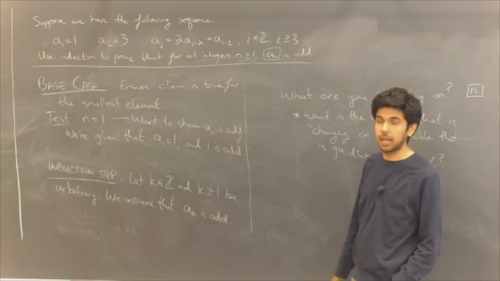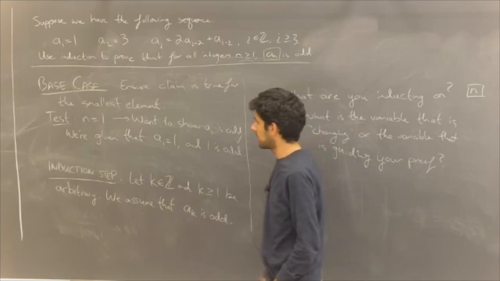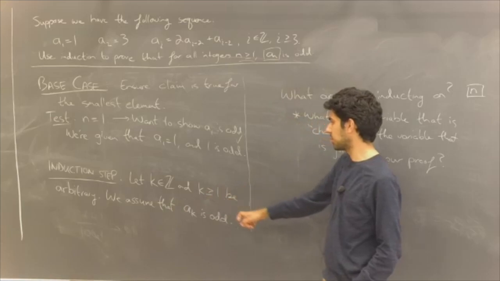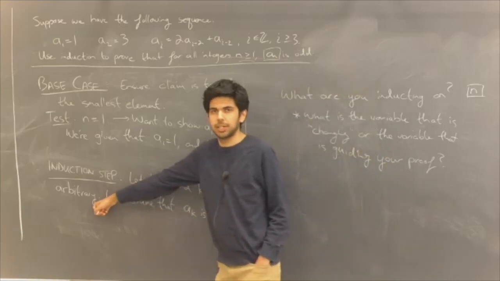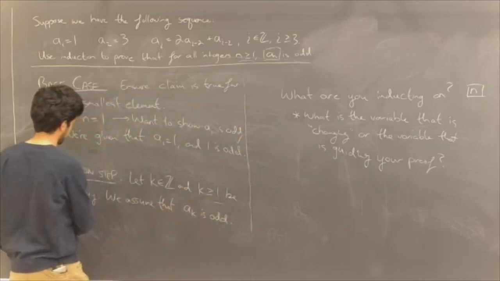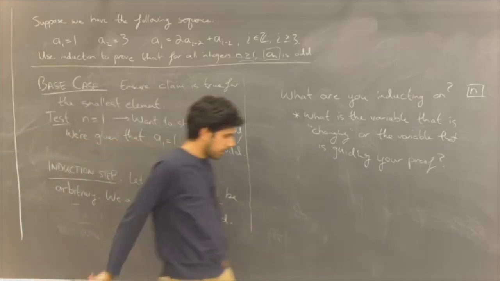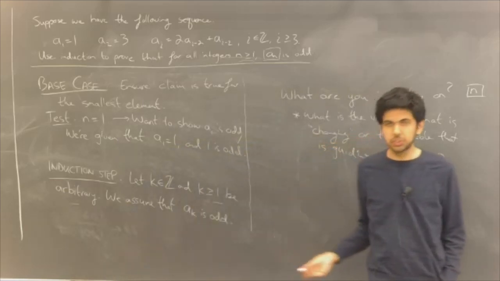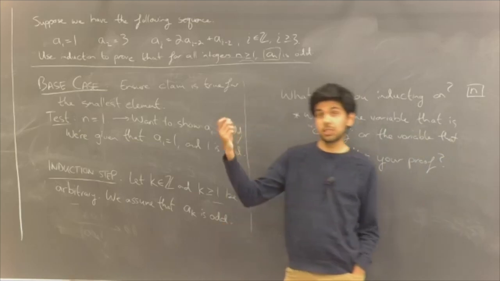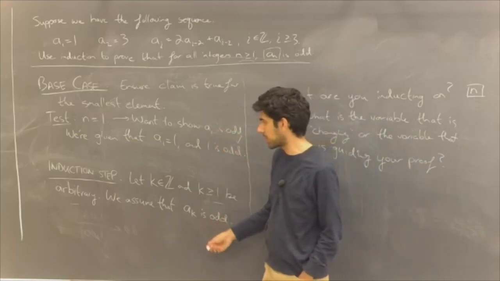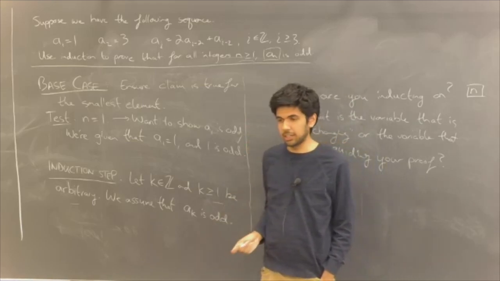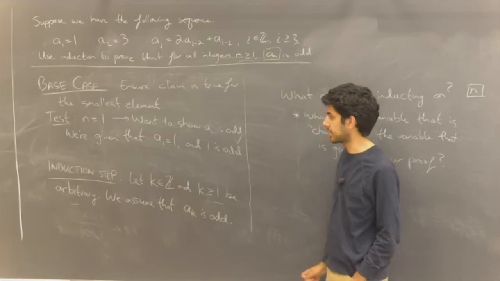Okay, so here's our induction hypothesis. Let k be an integer, and k be greater than or equal to 1. Let it be arbitrary. This first sentence is super important, and we'll touch on what's going on here in a moment. But then the second sentence, we will assume that a sub k is odd, right? This is the assumption where I was like, oh, we're assuming what we're trying to prove. This is what's going on. We're just assuming that a sub k is odd. And we're going to eventually use that in the next step.